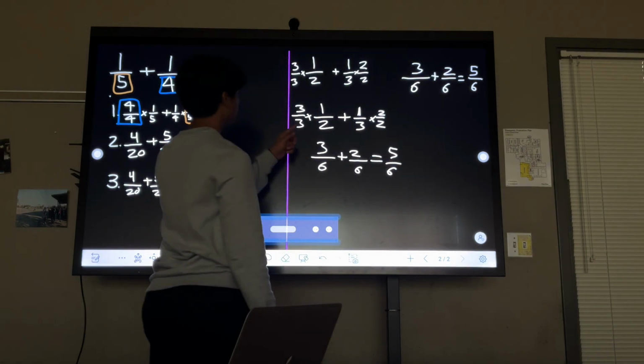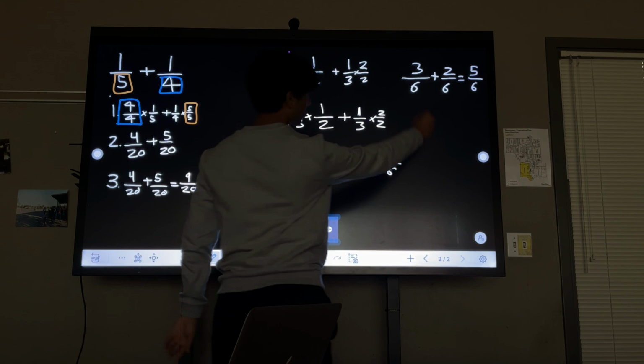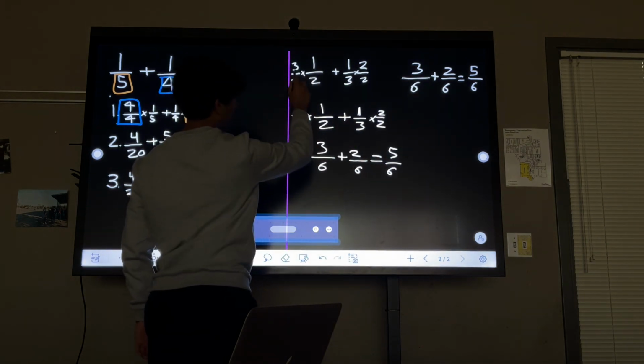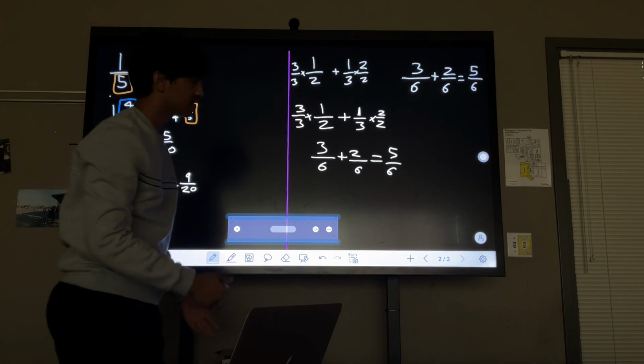You see how here we're doing the same things: 5 over 6, 5 over 6, 3 over 3, 2 over 2, 3 over 3, 2 over 2. It's kind of the same thing.